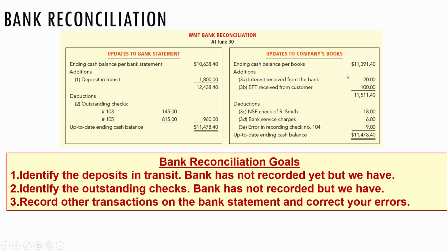We are going to need to do journal entries. And if we do our journal entries, we are going to adjust for all these things in the middle. After we've done our journal entries, we'll get our cash balance for our bank account to the correct balance, which is $11,478.40.